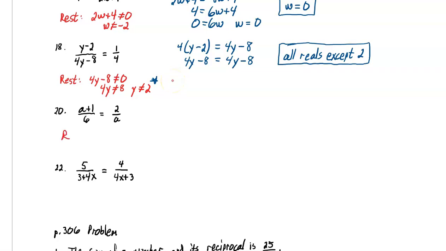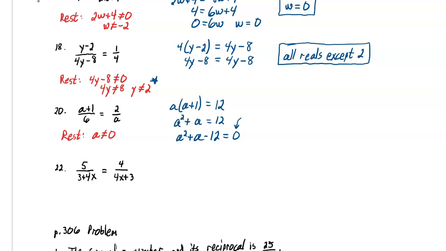Number 20. First, our restriction. The letter A is in the denominator, and that cannot be 0. Now solve using cross multiplication. One diagonal is A times A plus 1. The other diagonal is 6 times 2, which makes 12. A times A is A squared, and A times 1 is A. This is a quadratic equation, so I want to create standard form. Subtract 12 from both sides. That creates the 0 over here, which is what you need for standard form of a quadratic equation.